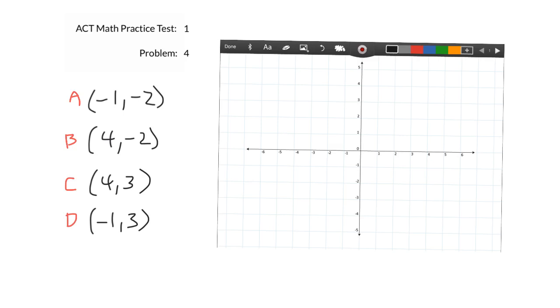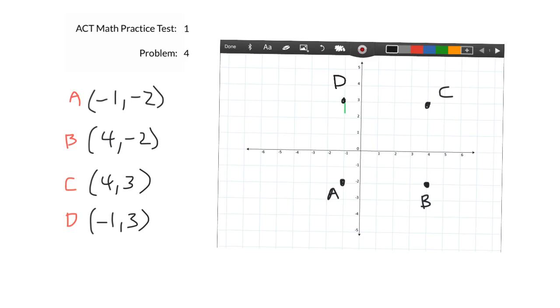That's -1, -2. So that's going to be right here. Call that A. And plotting point B, that's 4, comma, -2. Well, clearly that's going to be right here. Plotting C, 4, comma, +3. So that's going to be here. And we could probably guess the other one's going to be here. We're looking at -1, comma, 3. That is right here.